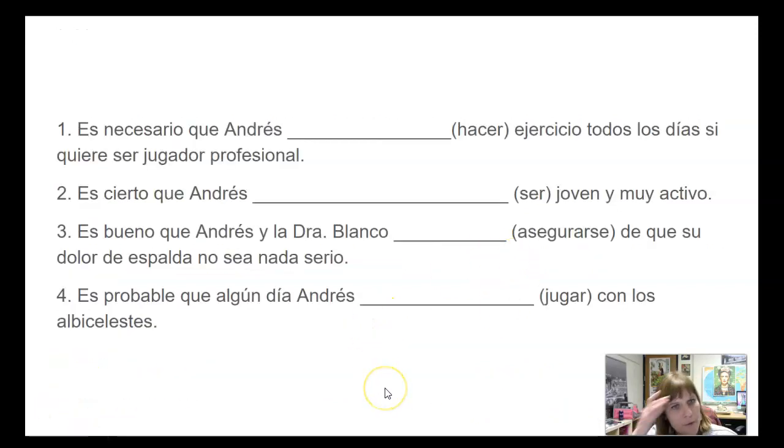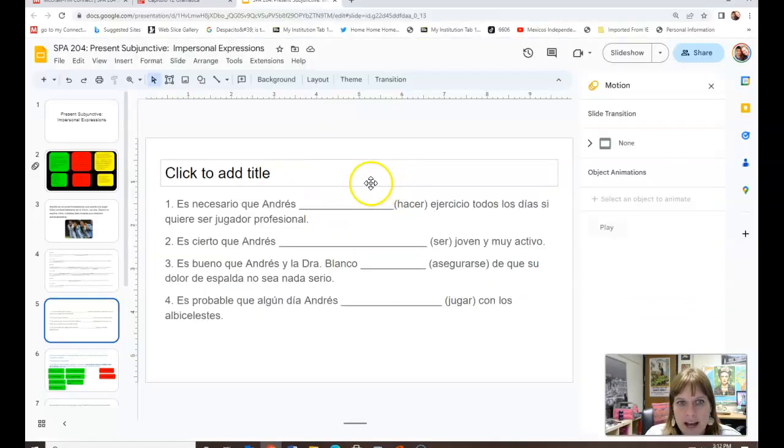Okay, so número uno. ¿Es necesario que Andrés haga ejercicio todos los días si quiere ser jugador profesional? In this context, we're going to use the subjunctive because I'm saying es necesario que. So es necesario que Andrés. Oh, I didn't put my answers here, so I will write them in now.